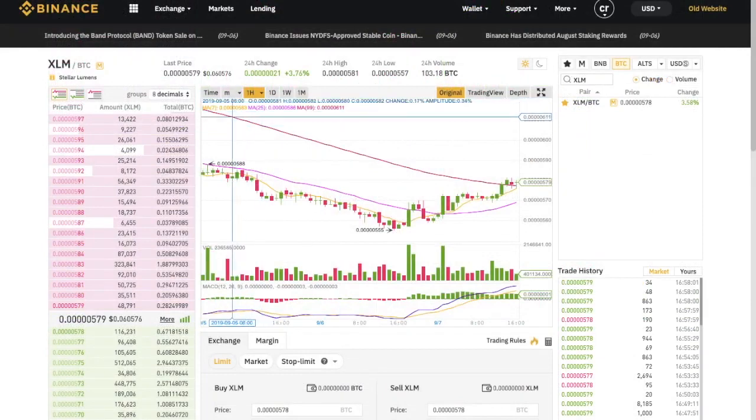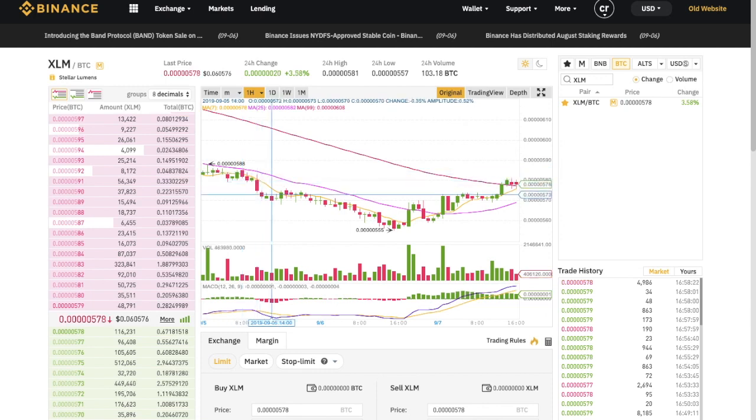We then have our chart. So what we have here is something called our candles. On here, it gives you an idea of some of the buys and some of the highs and some of the lows over a 1 hour period in terms of trading. You can also change that to different times, whether that be 1 day, 1 week, or 1 month.